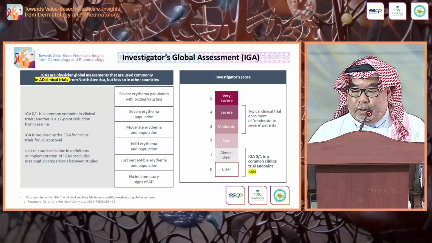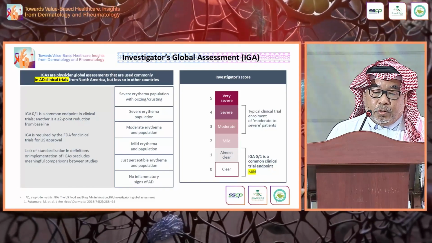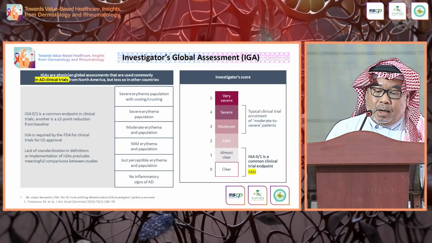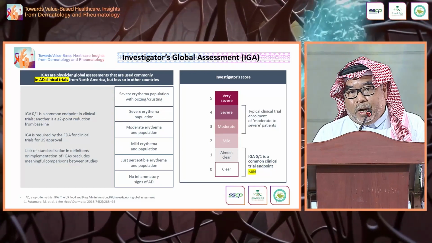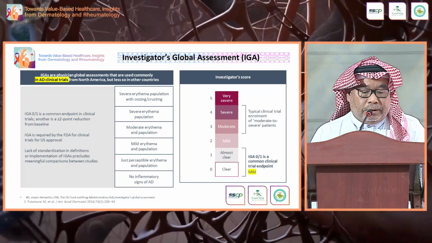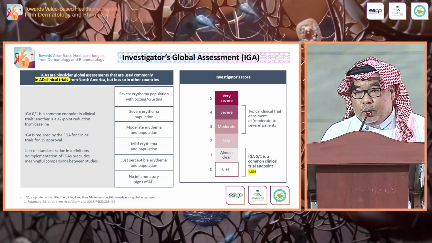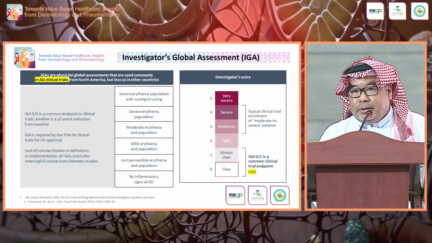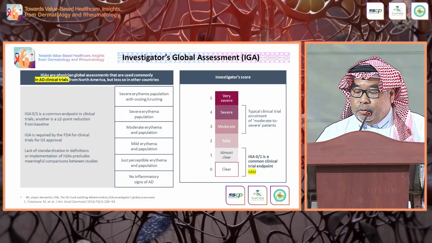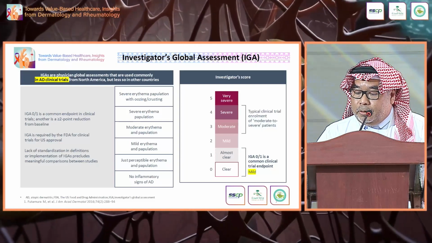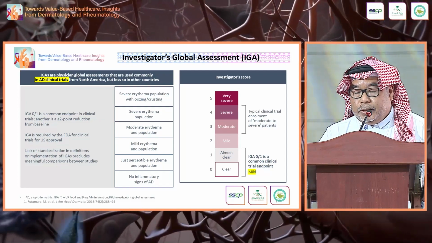What about investigator global assessment? It is a physician global assessment that is used commonly in atopic dermatitis clinical trials from North America, but less so in other countries. But usually in our real practice, we are using something called physician global assessment. Our usual target investigator global assessment ranges from 0 to 1, which means that it is mild disease or there is no activity of the disease. And most of the clinical trials enroll cases of moderate and severe atopic dermatitis, with scores ranging from 3 to 4.